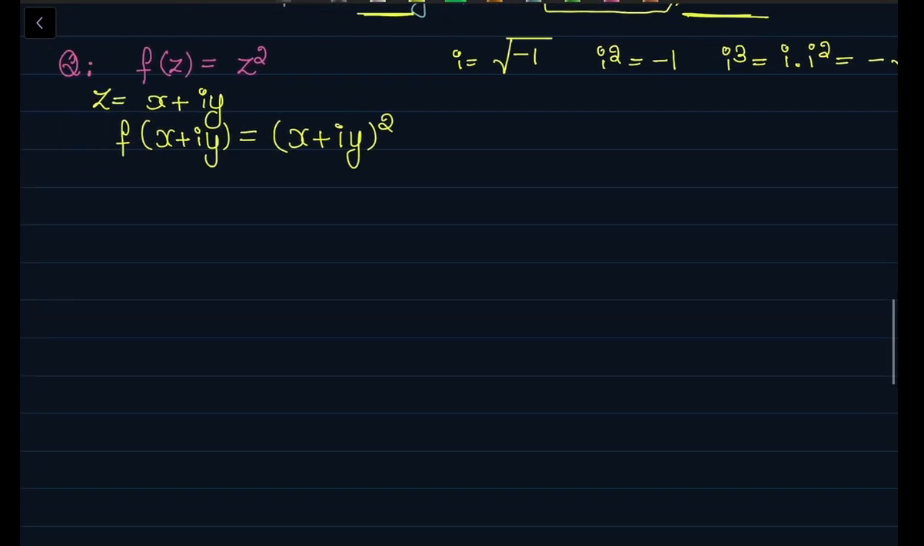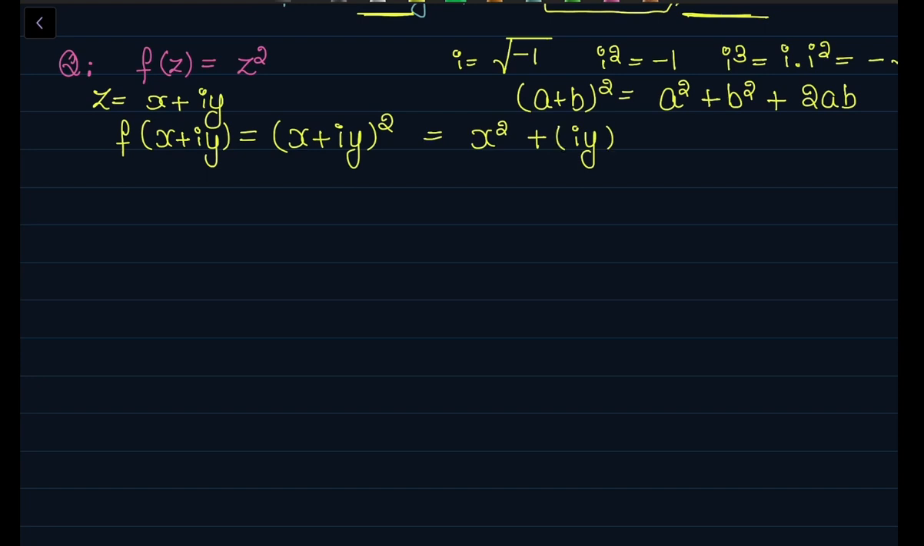Okay, so just apply the identity, that is (a plus b) whole square. You know the identity of (a plus b) whole square is a square plus b square plus 2ab. So your a value is x and b value is iota y. So you will get x square plus (iota y) square plus 2x into iota y.